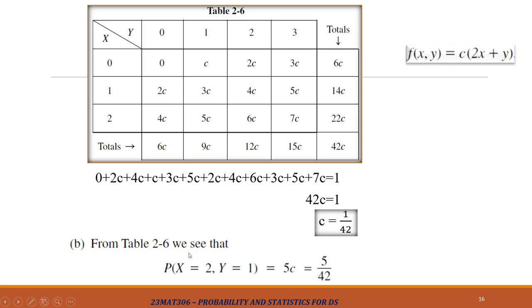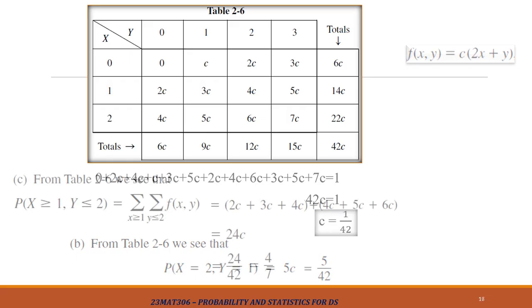And for the second question, we have to calculate the probability of X equal to 2 and Y equal to 1. What is X? X is equal to 2 and Y equal to 1 means this 5C value. So 5C equals, we know the C value, substitute it here, we get 5 by 42.